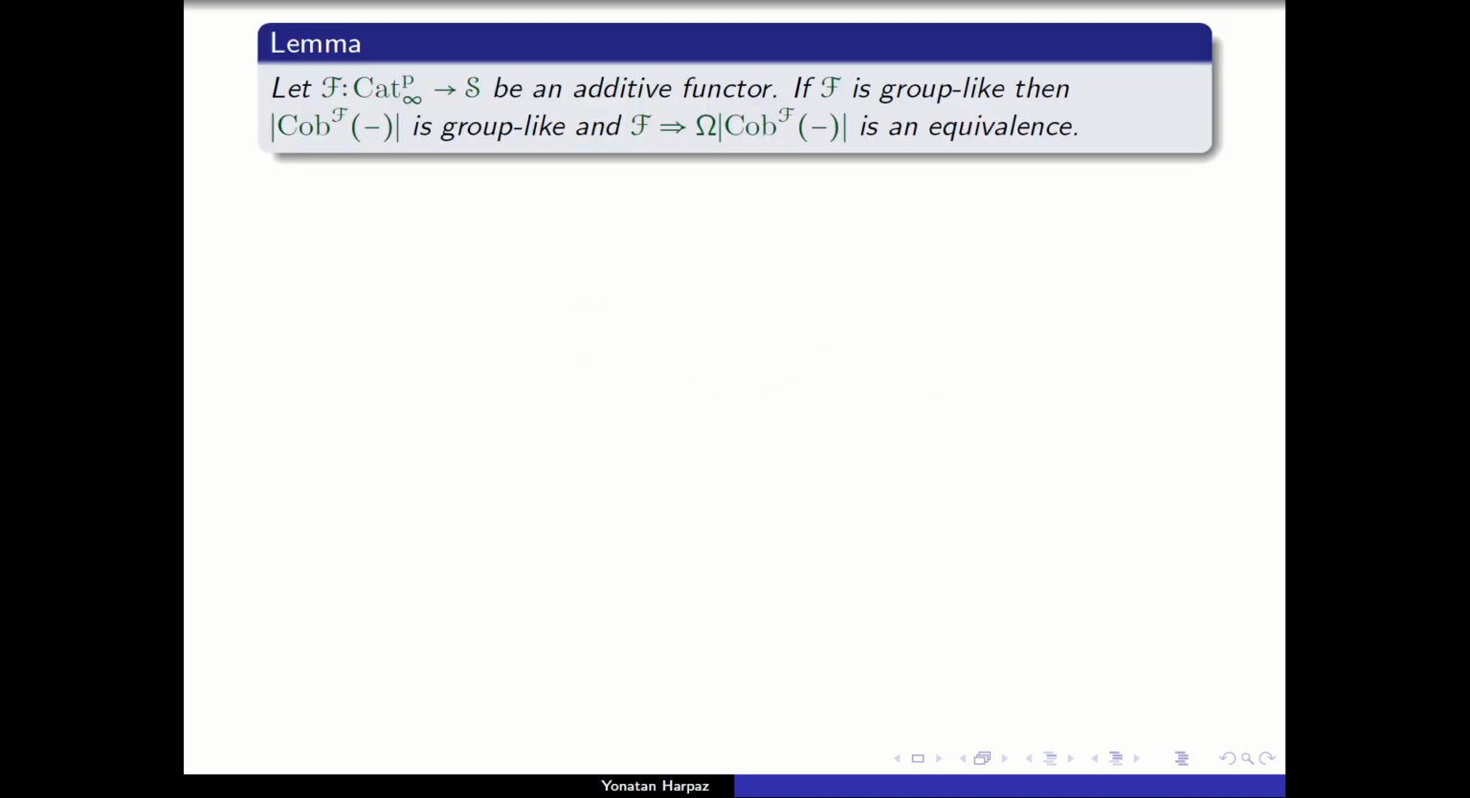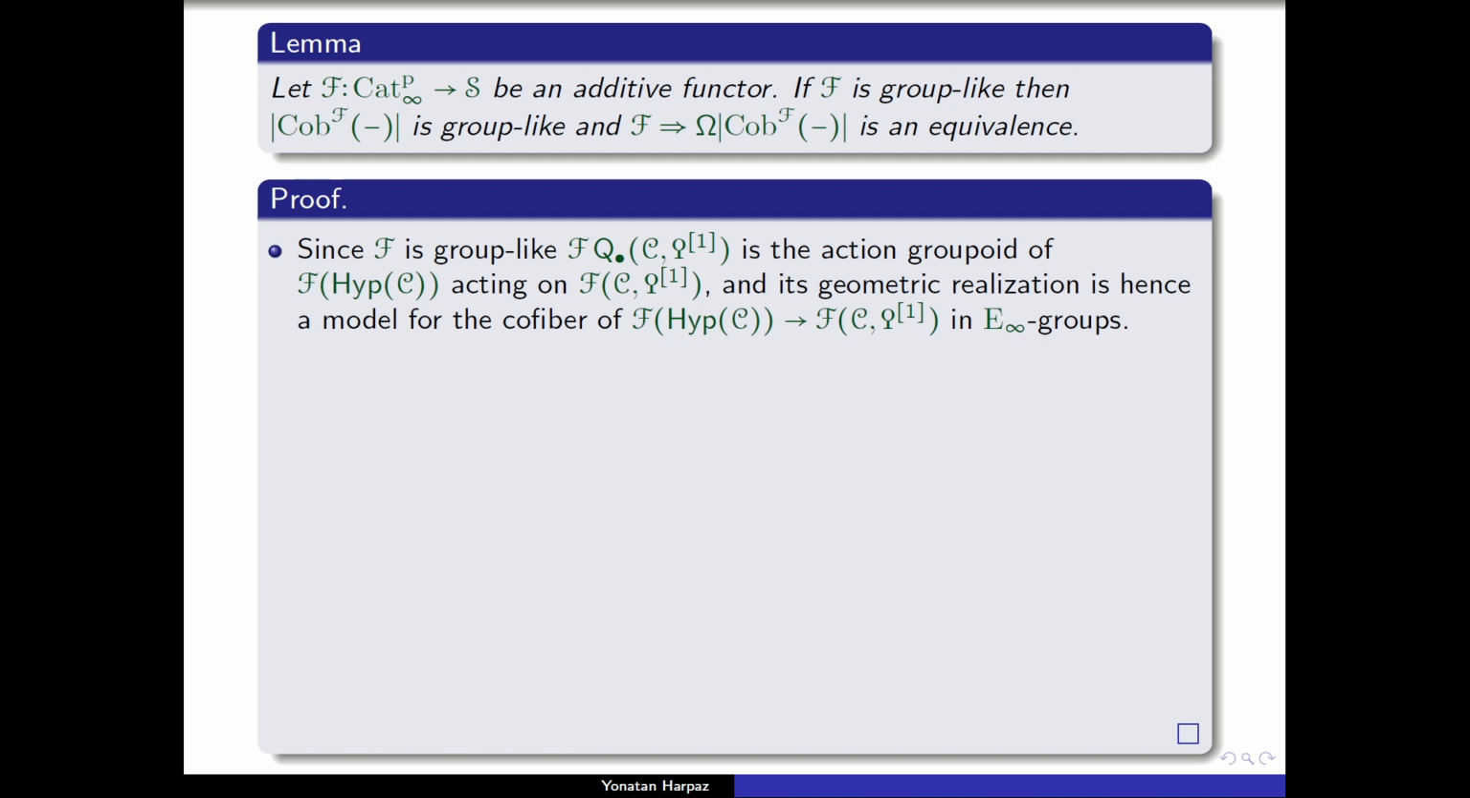Let us indicate the proof of this lemma. So first, since f is group-like, this simplicial object that encodes the f-based cobordism category is in fact a groupoid object, as we said. It is the action groupoid of the action of f of the hyperbolic Poincaré infinity category acting on f of C copa shifted. The geometric realization of the action groupoid is then a model for the cofiber of the map from f of the hyperbolic Poincaré infinity category to f C copa shifted when this cofiber is computed not in spaces but in infinity groups.